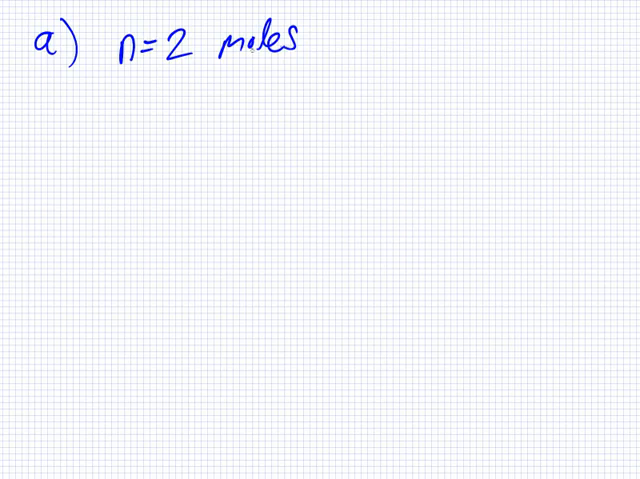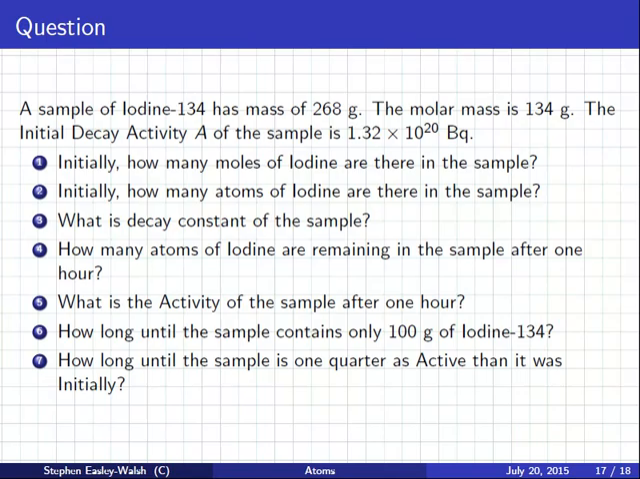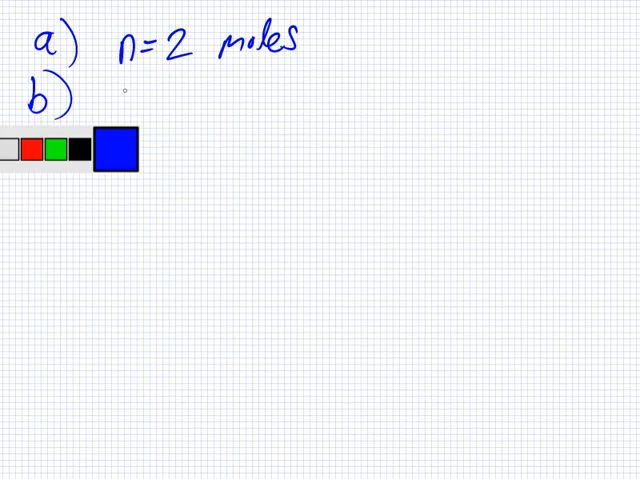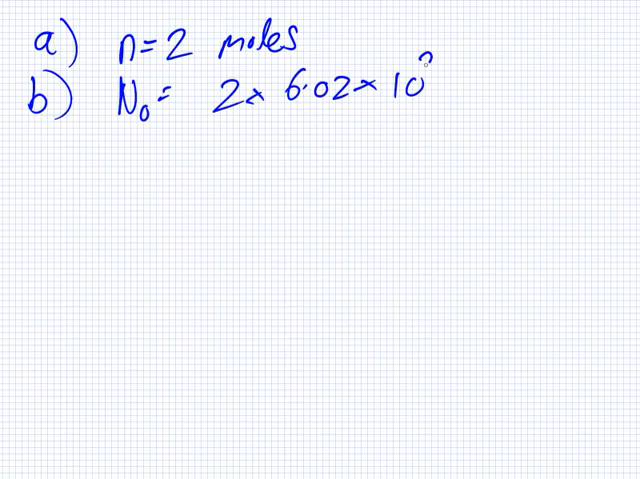Right, initially, how many atoms of iodine are there? Yeah, how many atoms of iodine are there? So you have here N0 is 2 times 6.02 times 10 to the 23, isn't it? 12.04 times 10 to the 23.